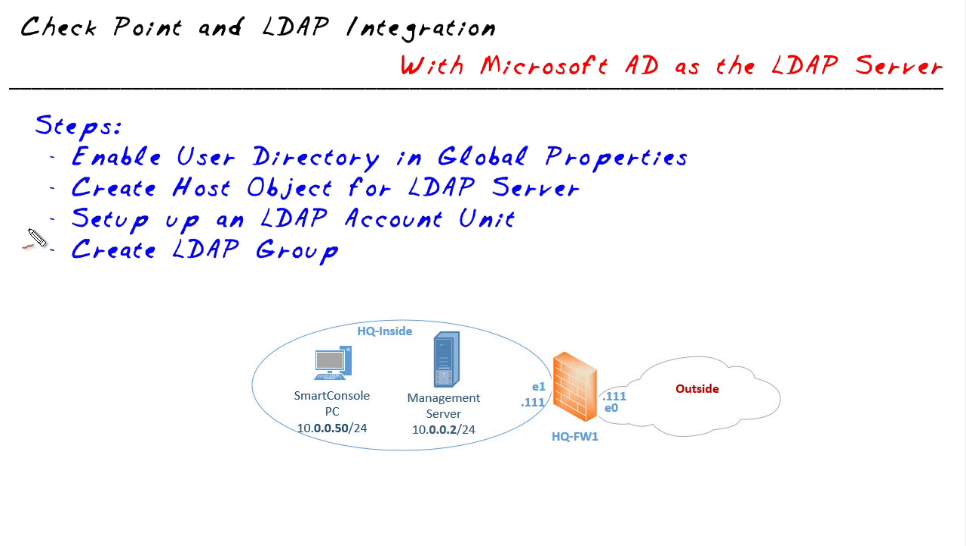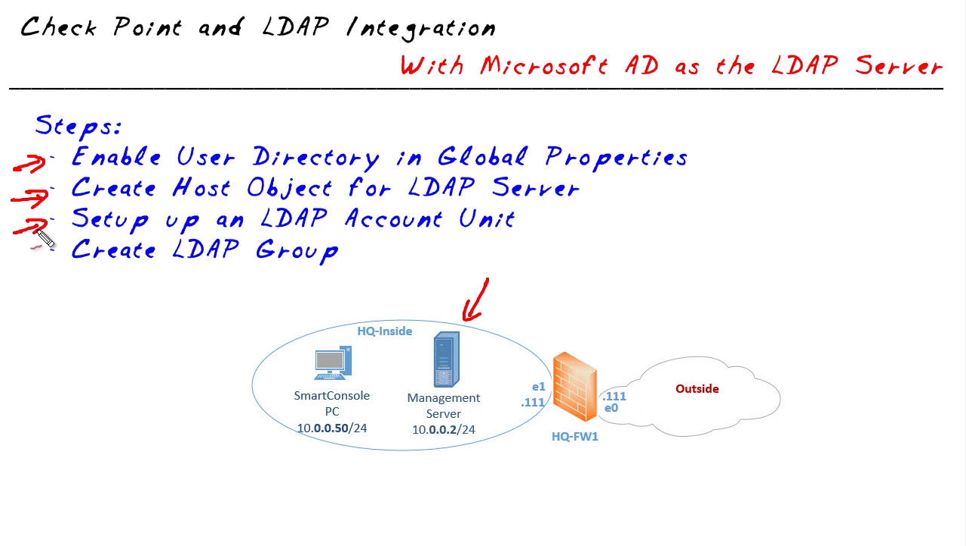The process of setting that up is actually pretty straightforward if you know what to do. And here's the steps. We're going to enable the feature of user directory in the global properties on the manager. That'd be our Checkpoint manager. We're going to create a host object which points to the IP address of the Active Directory domain controller who's going to be acting as our LDAP server.